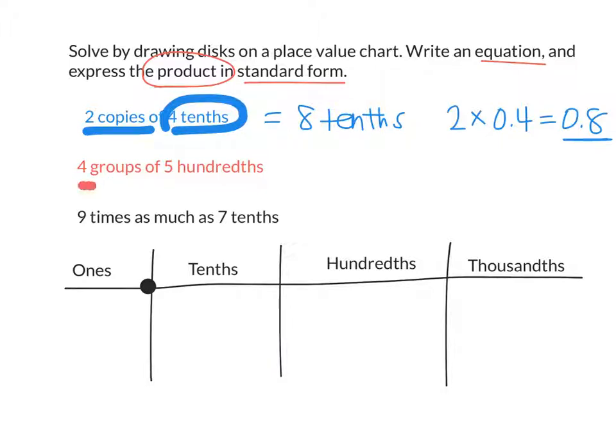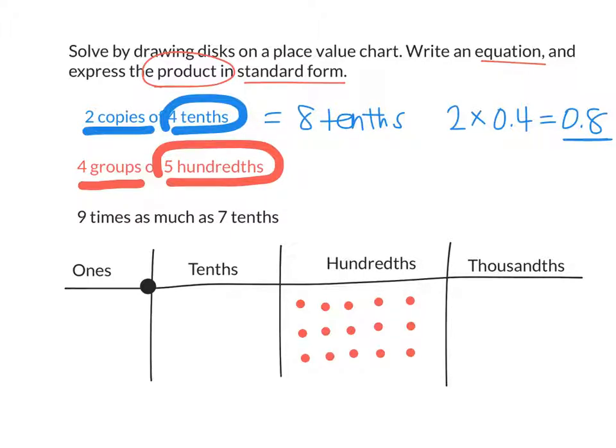It's telling me to make 4 groups of 5/100ths. So let's make 5/100ths first. That's 5 dots, 2, 3, 4, 5 in the hundredths column. But how many groups of that do I need? 4. How many groups have I drawn so far? 1. Let's draw a second group. 1, 2, 3, 4, 5. That's 2 groups. Let's add a third group. 1, 2, 3, 4, 5. That's 3 groups. 3, 4, 5. Now you can see I have 4 groups of 5/100ths. Here's my first group, here's my second group, here's my third group, and here's my fourth group.